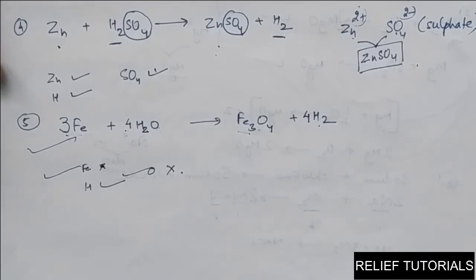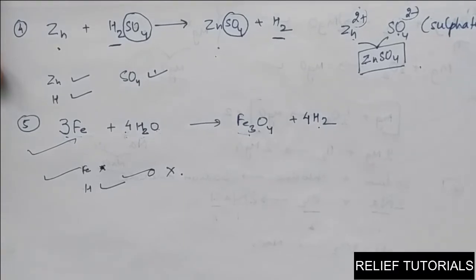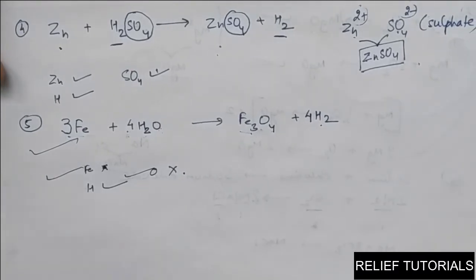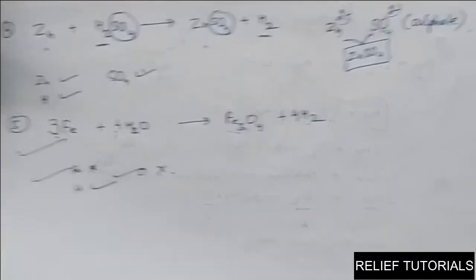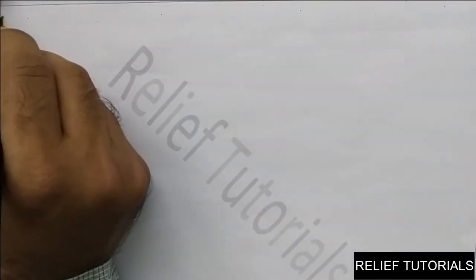In short, you have to take care of each and every type of atom on left hand side as well as on the right hand side, and then you can make it balanced. Let us see number of types of equations you have to perform. Let us see one more example.